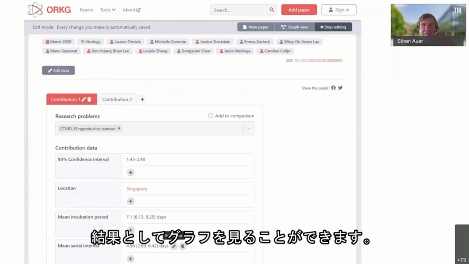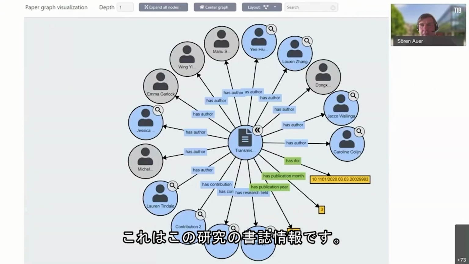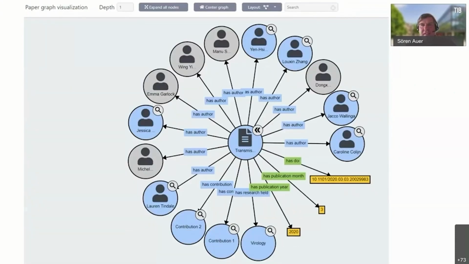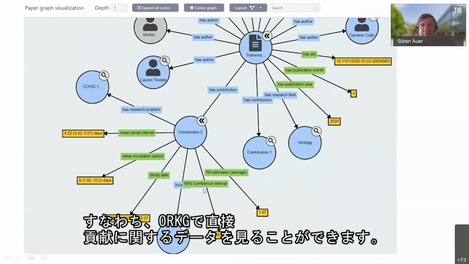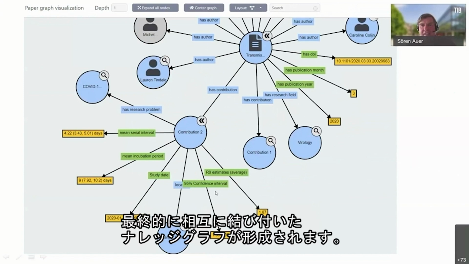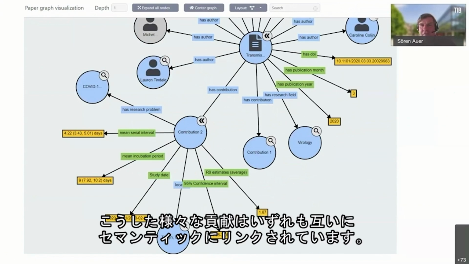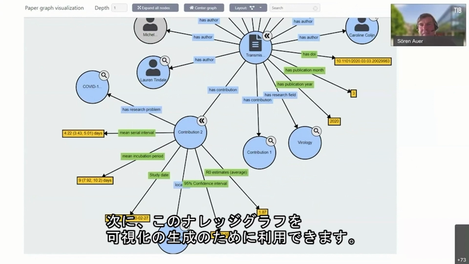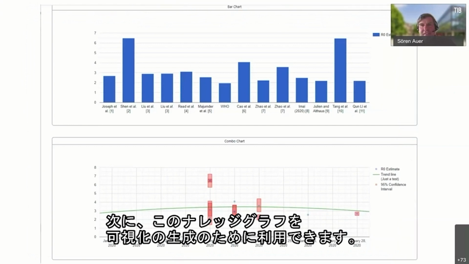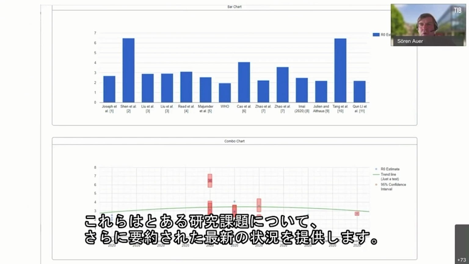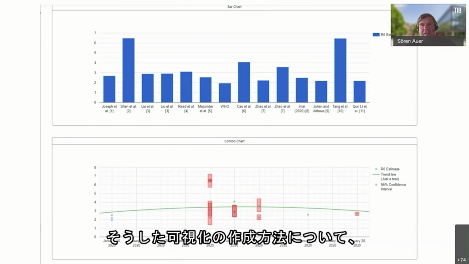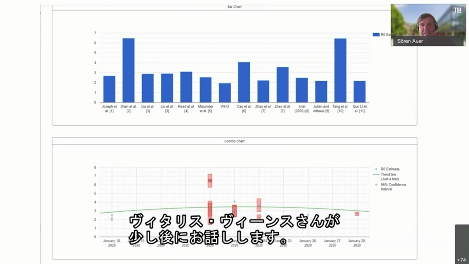And as a result, we can really look at the graph. So here we have the bibliographic information from this study, but we can then also look at the contribution, and we can see the values of the contribution directly in the graph. In the end, we built a knowledge graph which is interlinked. So all these different contributions are linked with each other semantically. And then we can use this knowledge graph for generating visualizations. Here are some examples of visualizations, which give you an even more condensed view of the state of the art for a certain research question. And Vitalis Wiens will tell you a bit later how you can build such visualizations.